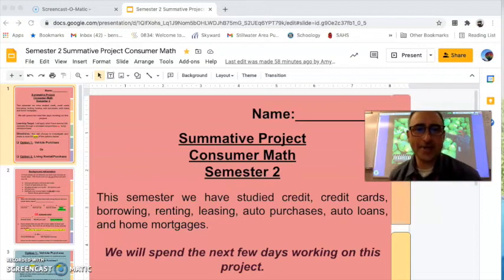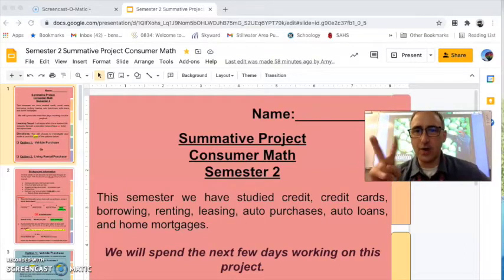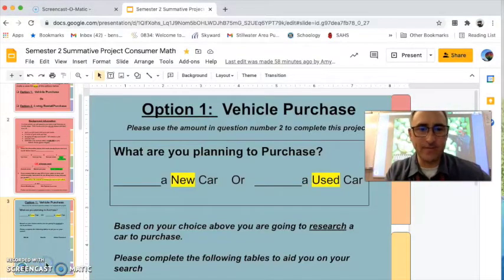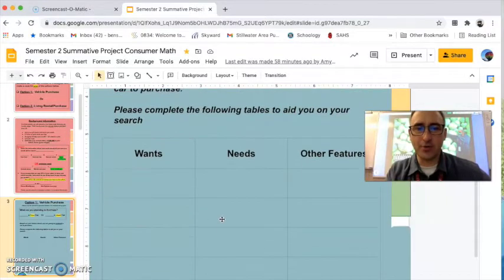Welcome back, class. Yesterday we talked through our summative project and we outlined two options that you have: buying a car or renting or purchasing a home. And then you worked on your wants and needs. Here's the wants and needs from the vehicle, but the wants and needs sheet for the home was pretty similar, where you list things that you want in your purchase, things that you need to have.